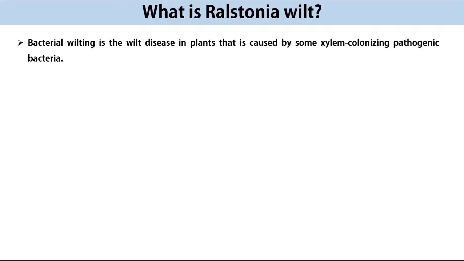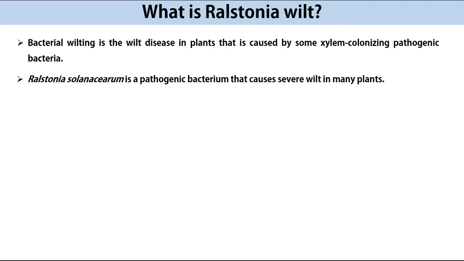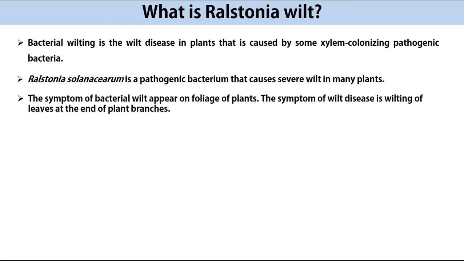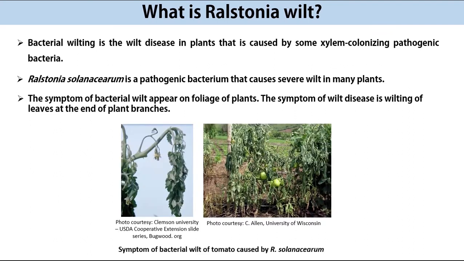Bacterial wilting is the wilt disease in plants that is caused by some xylem colonizing pathogenic bacteria. Solanacearum is a pathogenic bacterium that causes severe wilt in many plants. The symptoms of bacterial wilt appear on the foliage of plants. The symptom of wilt disease is wilting of leaves at the end of plant branches.